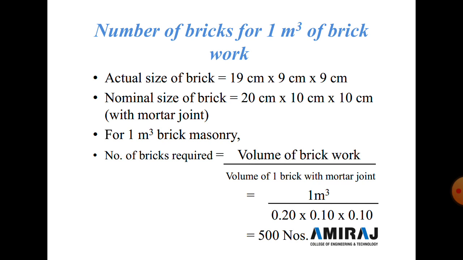The dimension of the brick with mortar joint is 20 by 10 by 10 centimeter, but here the value must be found in meter cube. Since the volume is given as 1 meter cube, we convert centimeter to meter: 0.20 by 0.10 by 0.10, the nominal size of the brick with mortar joint. When we apply the mathematics, we get the answer of 500 numbers. So in 1 meter cube we require 500 bricks.